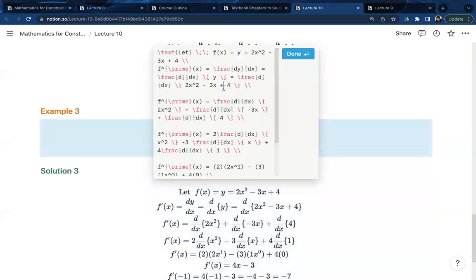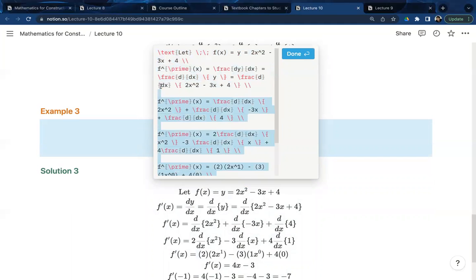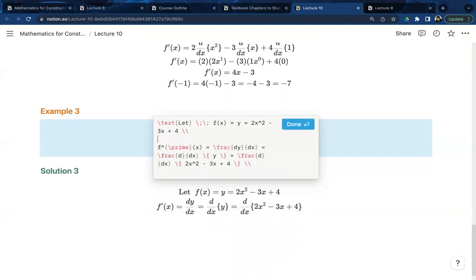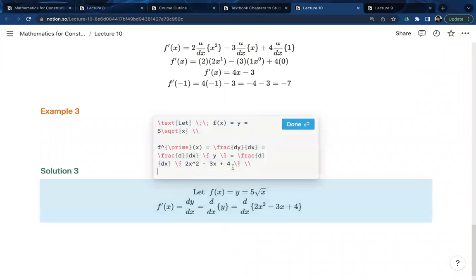Let f(x) be the original function. So I'll write it here. f(x) is y, which is what I give you, 5 times the square root of x. f'(x), which is dy/dx, is found by differentiating y with respect to x. So these first three things you're always right. What are we differentiating with respect to x? Again, substitute this thing.